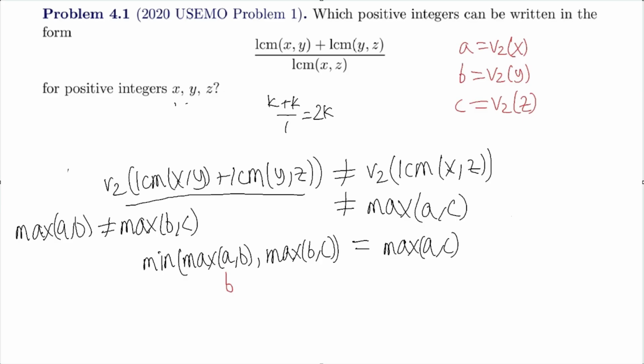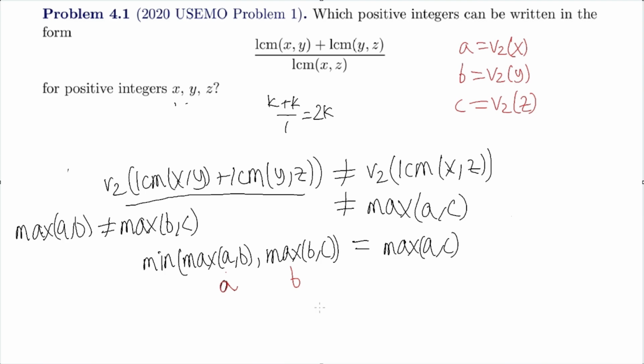What if one of them is b and one of them is c? Then this means that a is less than or equal to b is less than or equal to c, which means the minimum is equal to b, and the maximum of these two is c. But then these two are equal, so are these two here, and that's bad. And something similar happens if this minimum here is a, and this one here is b.